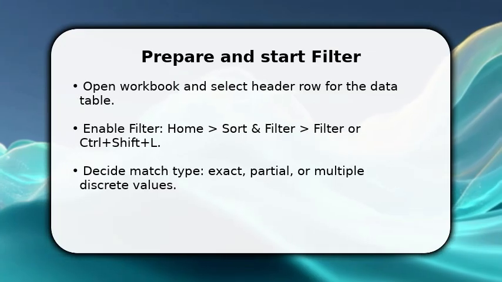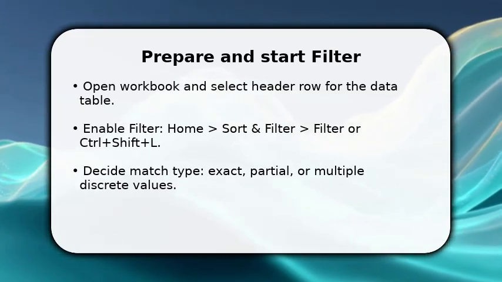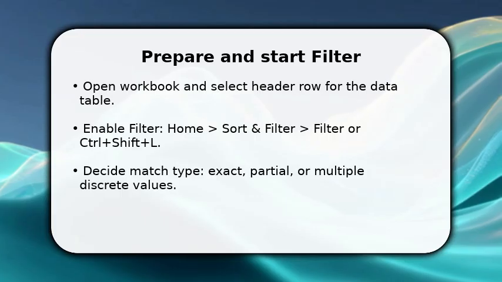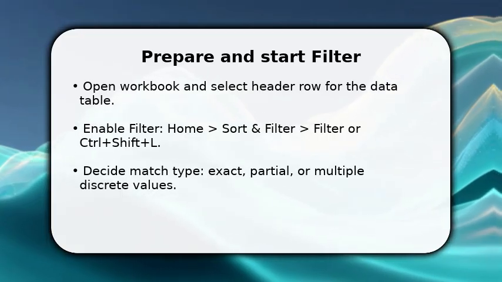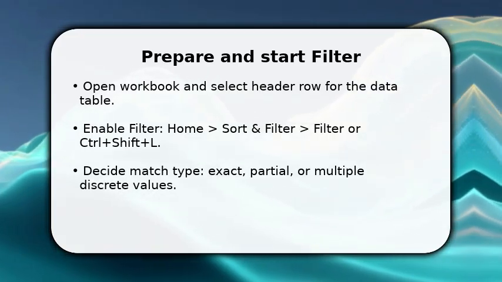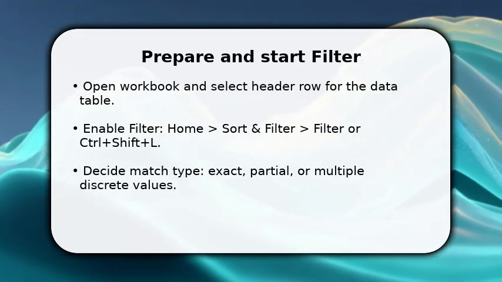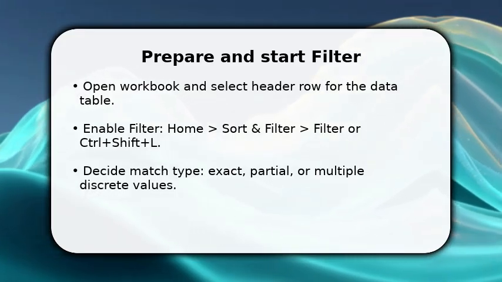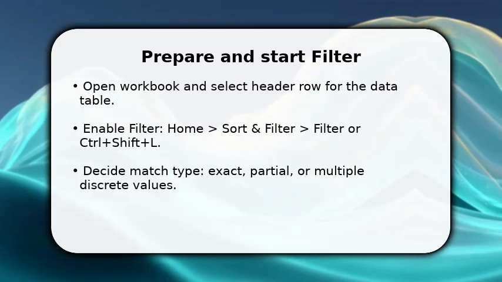Enjoy the video. You begin by selecting the header row and turning on Filter so Excel knows the field boundaries. Once done, identify the column you want to search and decide whether you need exact matches, partial text, or multiple distinct values. This choice shapes the method you use.